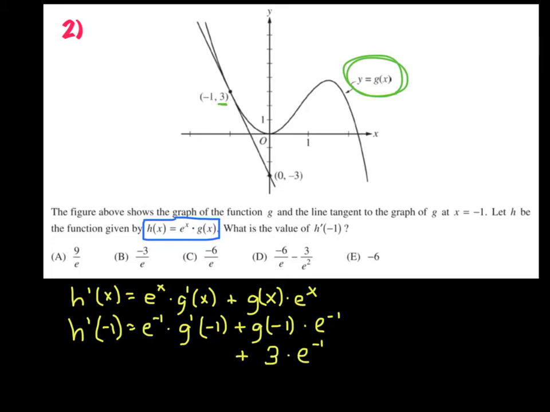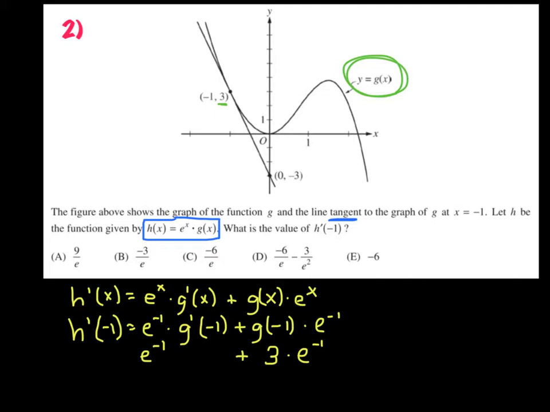Okay, now what about this g prime of -1? Well, I'm not given the graph of g prime, I'm given the graph of g. But what I know is g prime is, again, the slope. So we're talking about the slope of the graph at -1. Slope is the same as the derivative or the slope of the tangent line. And so here I have the tangent line drawn in. I'm told right here that the line tangent to the graph of g at x equals 1 is drawn. So if I could find the slope of that tangent line, that would be g prime of negative 1.